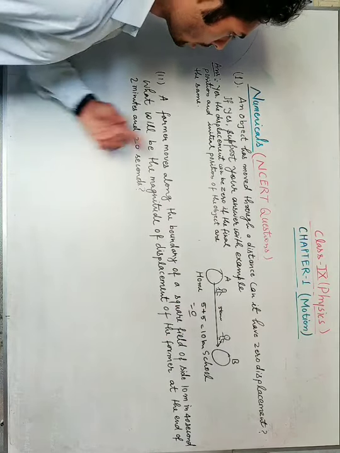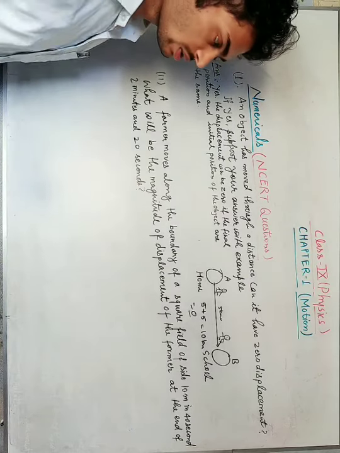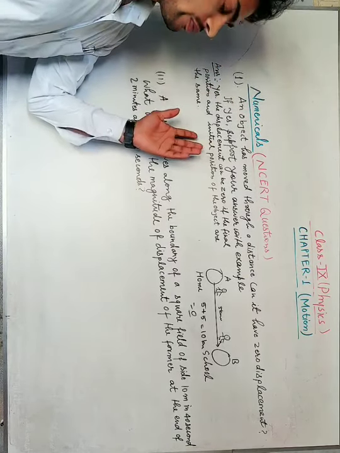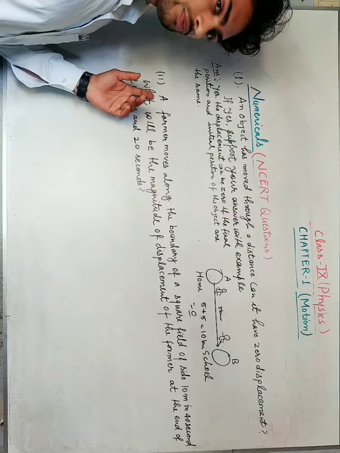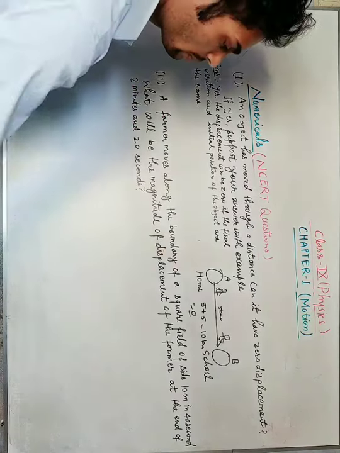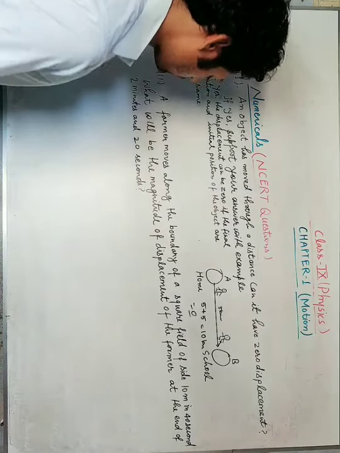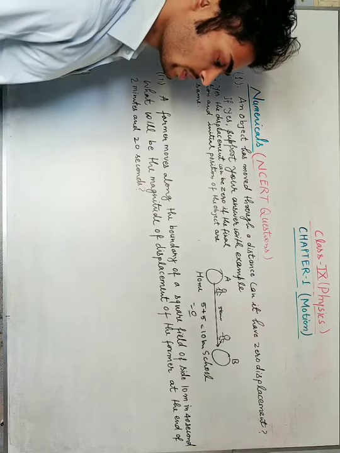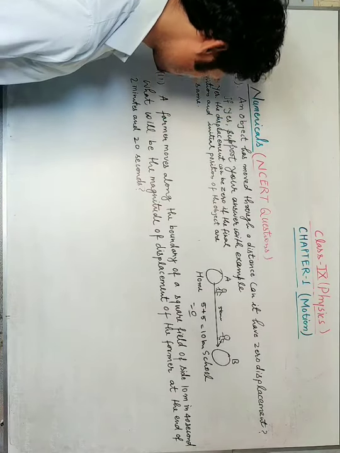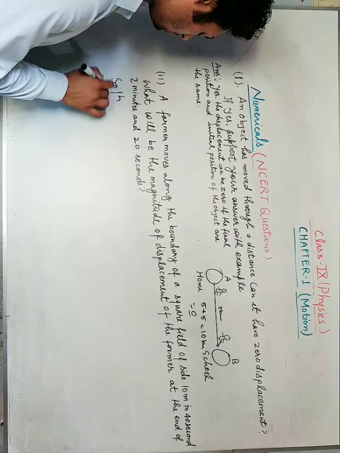Then an object has moved through a distance, can it have zero displacement? So yes, it can have zero displacement. And next, a farmer moves along the boundary of a square field of side 10 meter in 40 seconds. What will be the magnitude of the displacement of the farmer at the end of 2 minutes and 20 seconds? So let's solve this numerical.